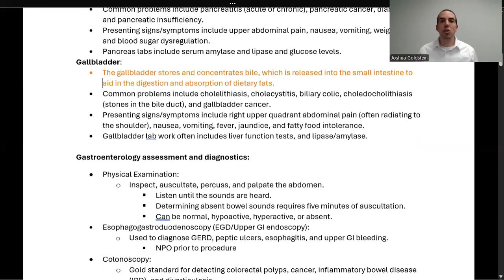Next, we have the gallbladder. The gallbladder stores and concentrates bile. Bile is then released into the small intestine, where it's a key part in the digestion and absorption of fats. And you can notice when a patient has gallbladder issues, they're going to have an issue eating fatty foods.